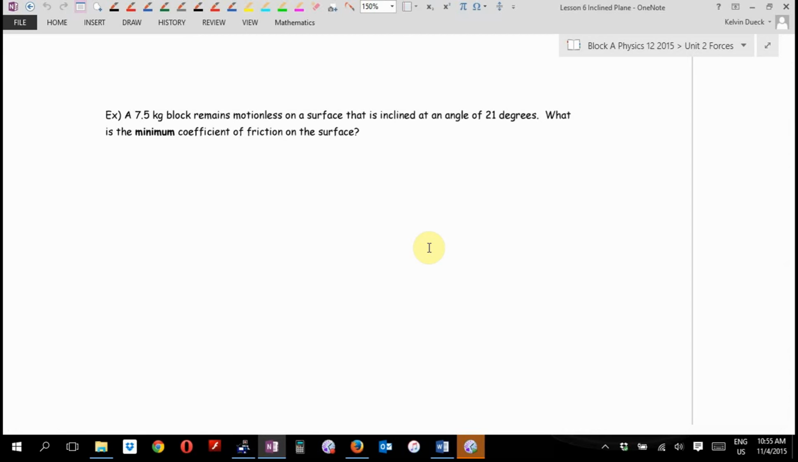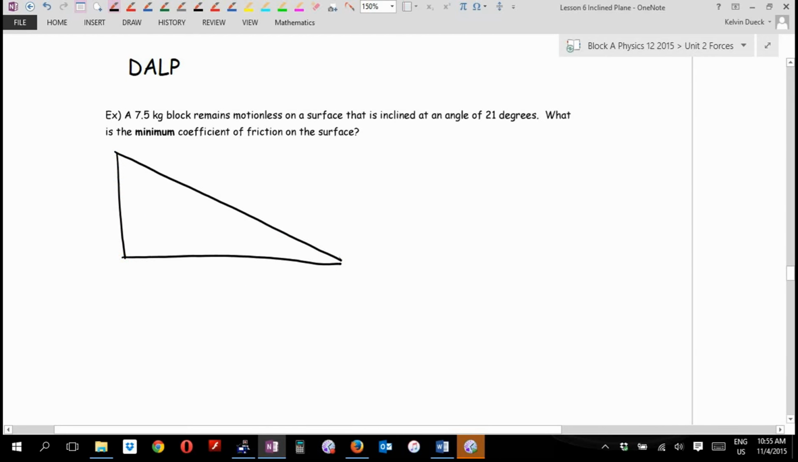A 7.5 kilogram block remains motionless on a surface that is inclined at an angle of 21 degrees. What is the minimum coefficient of friction on the surface? You know what I'm going to do here? I'm going to draw a picture. Just so all of our pictures look the same, let's have the pointy part of the ramp pointing to the right. You don't have to, but I'm going to go like this. There's my ramp.